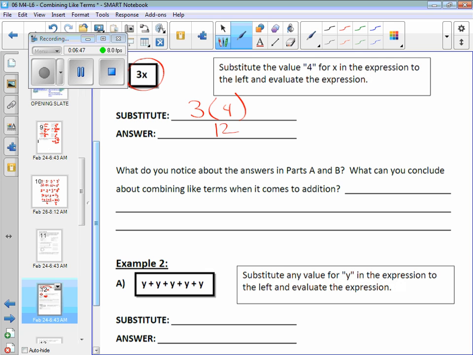Alright, so we're kind of getting there. Let's see if we can figure out maybe a rule or a pattern, if you will, on what you notice.